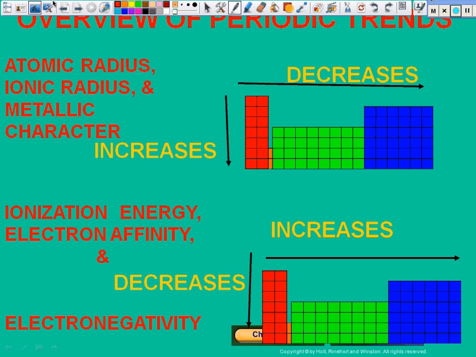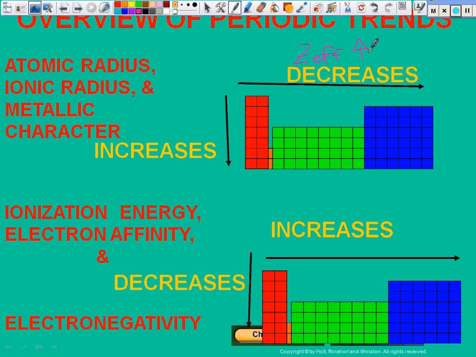So, the atomic radius and ionic radius decrease as we go left to right. Why does it decrease? Because the Zeff does what? The Zeff goes up. Everybody okay with that? Why does it increase as you go down? You have more orbitals.